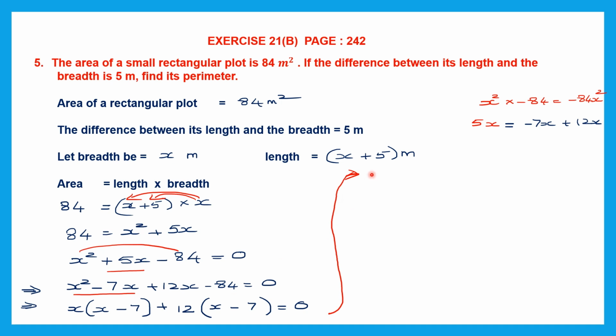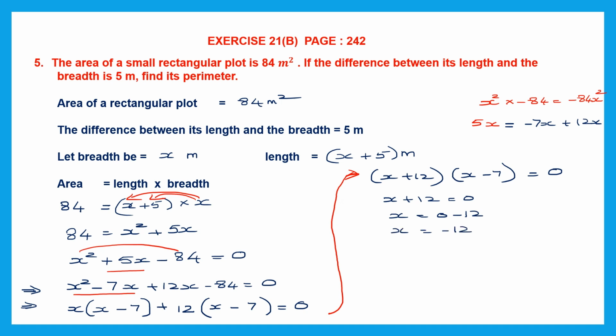Now I will continue this side. Here I'm going to take out my factors x plus 12 and x minus 7. So x plus 12 and x minus 7 are the two factors and they're equal to 0. Now let's find the value of x by taking the first factor. So x plus 12 is equal to 0. That means x is equal to 0 minus 12, that is, x is equal to minus 12.